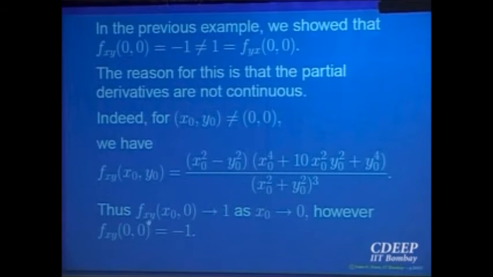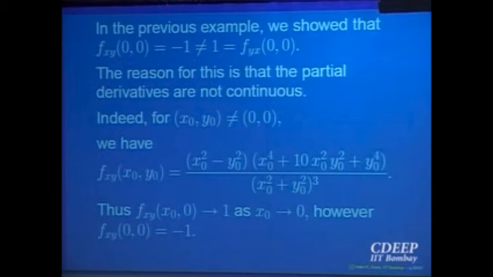So look at the mixed order partial derivative fxy at the point (0, 0). We want to analyze continuity of this, the second order mixed partial derivative. So I am going along the line y0 equal to 0, moving along the x-axis, as x0 goes to 0. That is one path for the function of two variables.